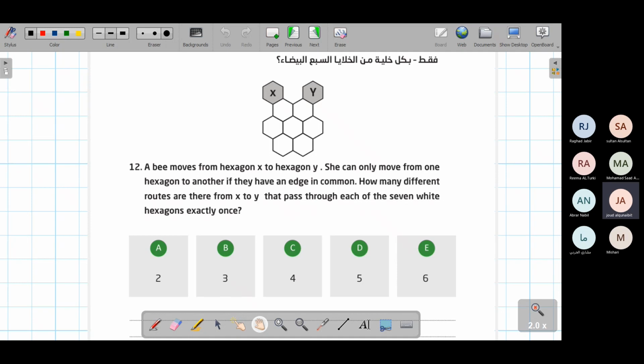A bee moves from hexagon X to hexagon Y. She can only move from one hexagon to another if they have an edge in common. How many different routes are there from X to Y that pass through each of the 7 white hexagons exactly once?